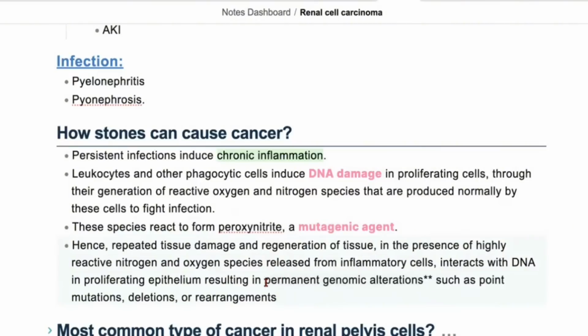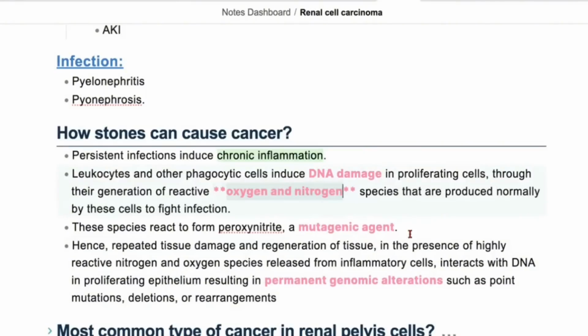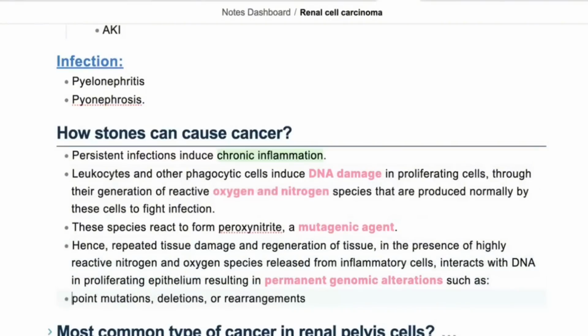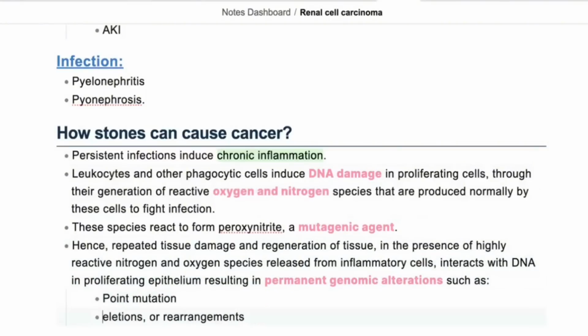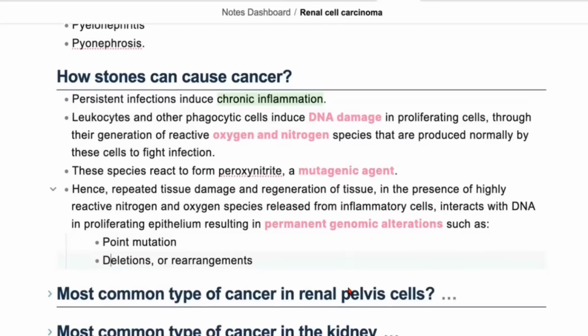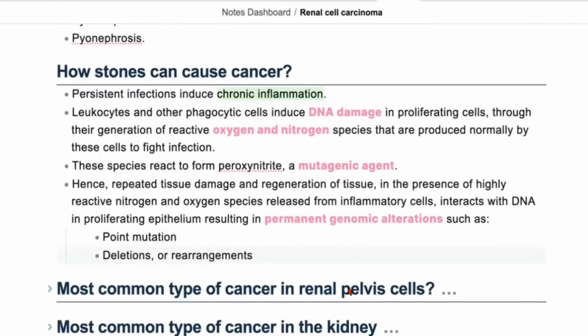So chronic irritation is not enough of an answer to get the full mark. So chronic inflammation, DNA damage to produce a substance called peroxynitrite, which is formed mainly of oxygen and nitrogen, right? Peroxynitrite. This substance is mutagenic and can lead to permanent genomic alteration, such as point mutation, deletion and rearrangement as well. Right. Okay. This is the most common type of cancer in renal pelvis cells.